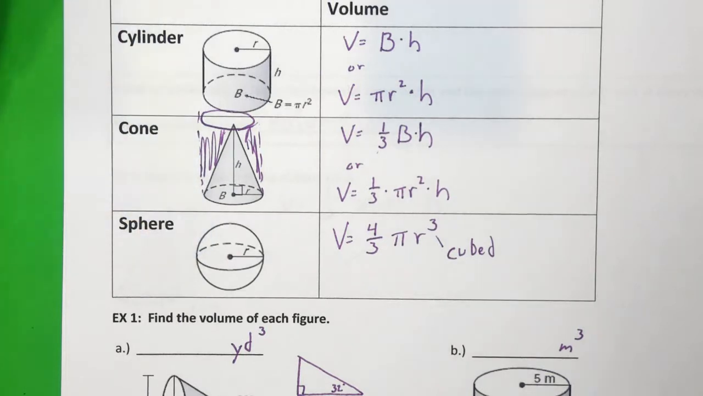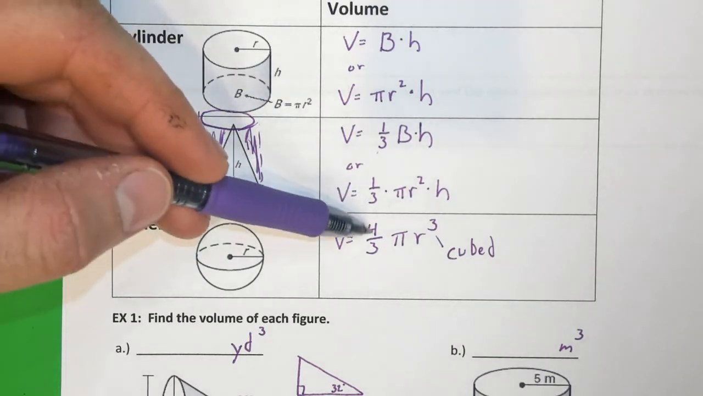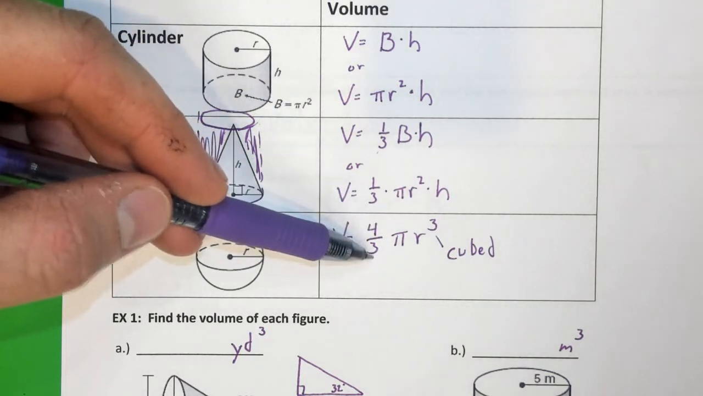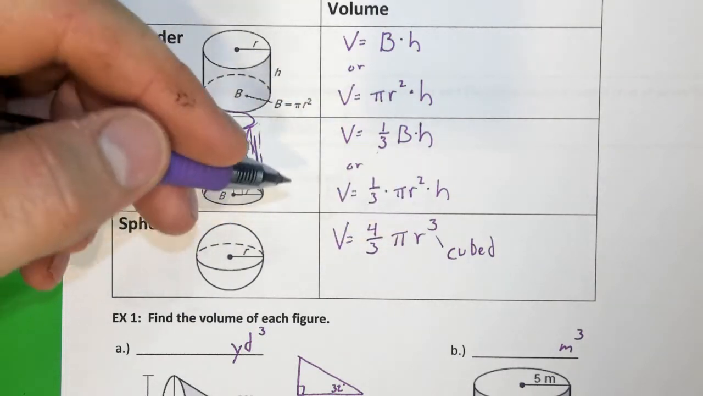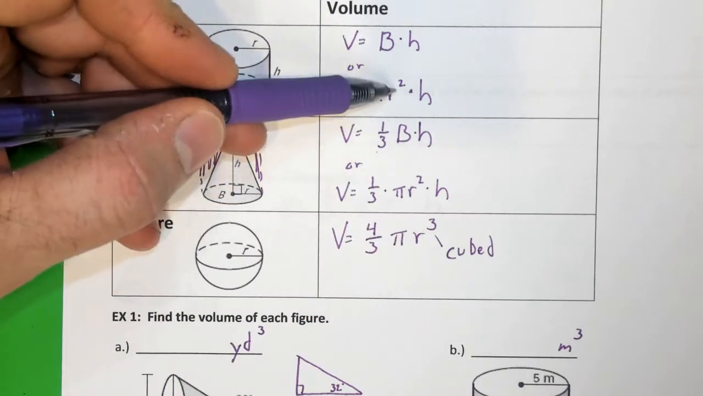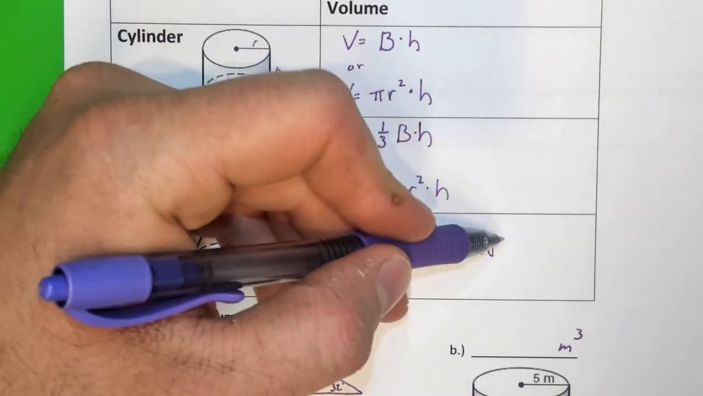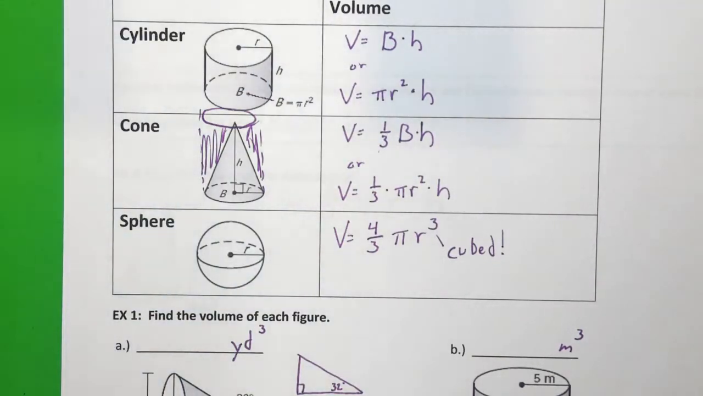Now sphere. Sphere is a little bit interesting right here. So we're going to be using this special fraction right here, which is 4/3. Then we're going to use pi r cubed. So now this one's a little bit interesting right here because it is cubed. We've been doing a lot of squares here, and so this is the one that is a bit strange because it is in fact cubed. So make sure you're watching out for that one right there.